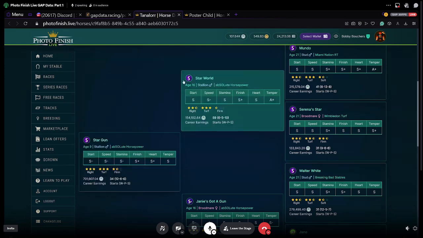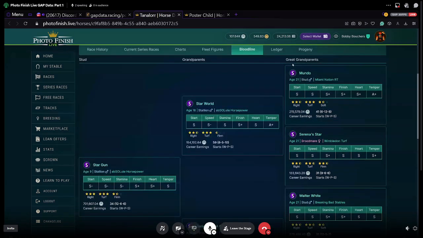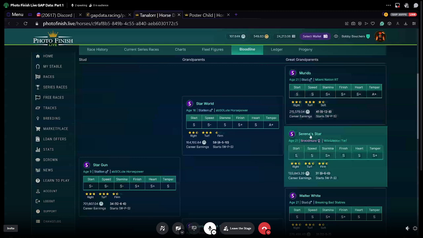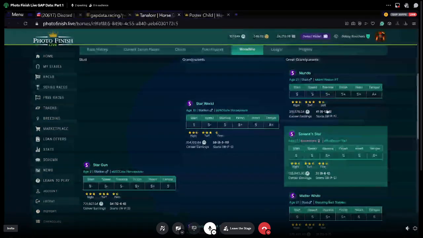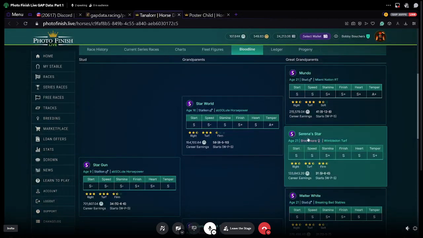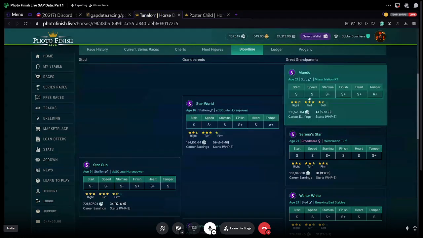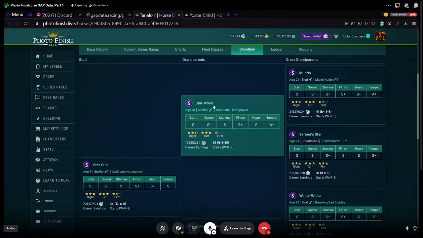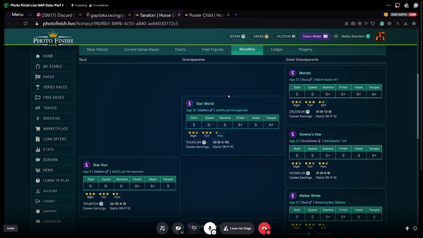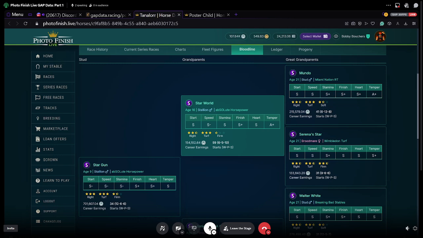This one here, Star World, is Mundo and Serena's star. They made Sol Invictus, but before they made Sol Invictus, they made Star World. So Star World is kind of like the poor man's Sol Invictus. And Sol Invictus on paper doesn't look super amazing. It's an S plus, but it actually produces really good horses, and a lot of winners, a lot of long distance winners in right turf.